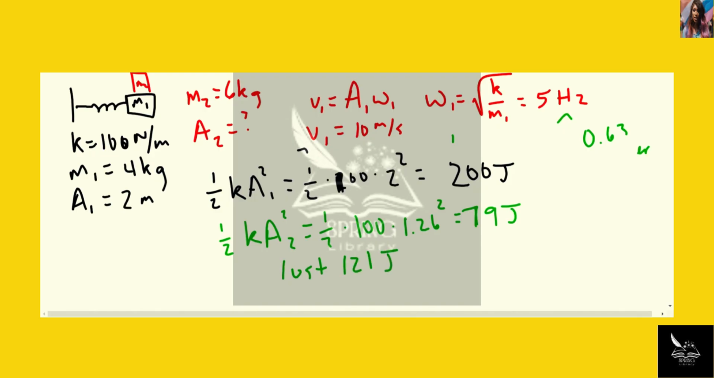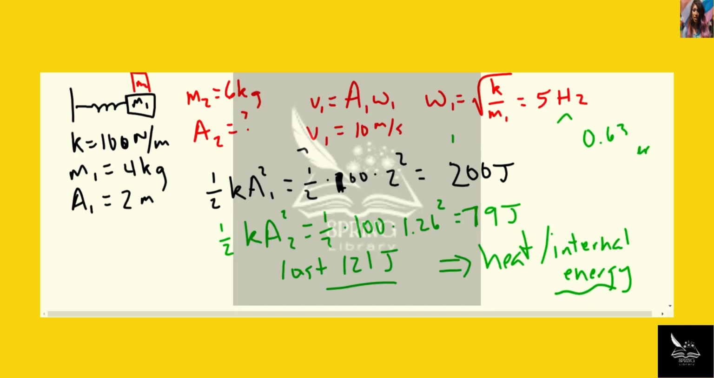And the question is, where did this go? So it lost energy, so this is an inelastic collision, and typically that gets turned off as heat, or you could think of it as the internal energy of the blocks, right? The molecules inside there moving faster. There you go.